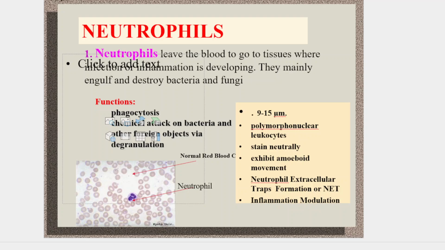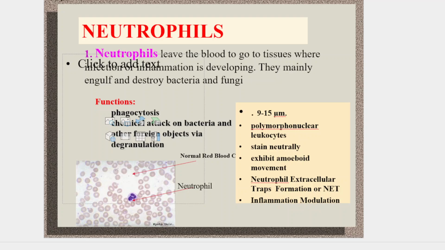They are relatively uniform in size with a diameter of 9 to 15 micrometers. Their most distinctive feature is a multi-lobed nucleus, typically consisting of 3 to 5 segments connected by thin strands of chromatin. This gives them the name polymorphonuclear leukocytes. As neutrophils mature, the nucleus becomes more segmented.